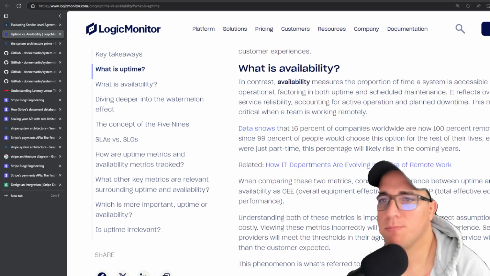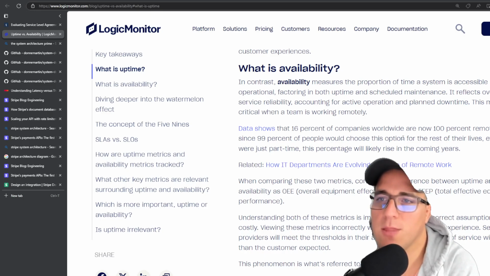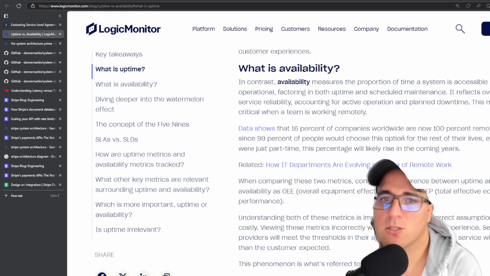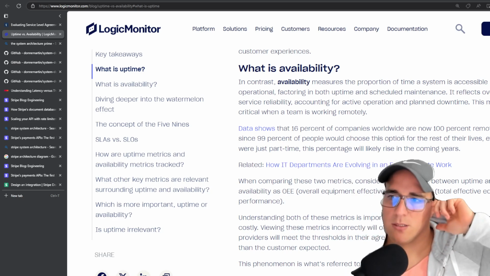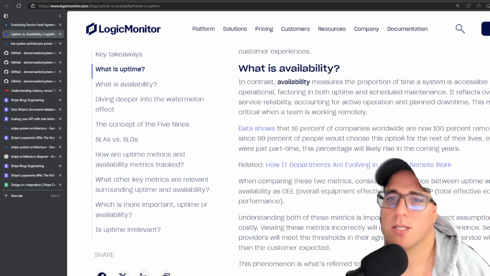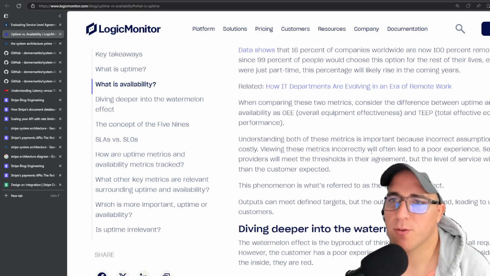Availability, in contrast, measures the proportion of time a system is accessible and operational, factoring in both uptime and scheduled maintenance. It reflects overall service reliability, accounting for active operation and planned downtime. This metric is critical when a team is working remotely. Okay? When comparing these two metrics, consider the difference between uptime and availability as overall equipment effectiveness.